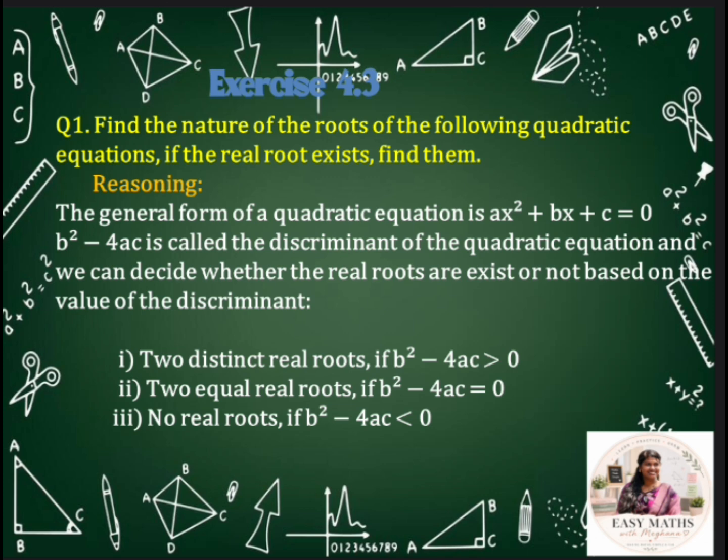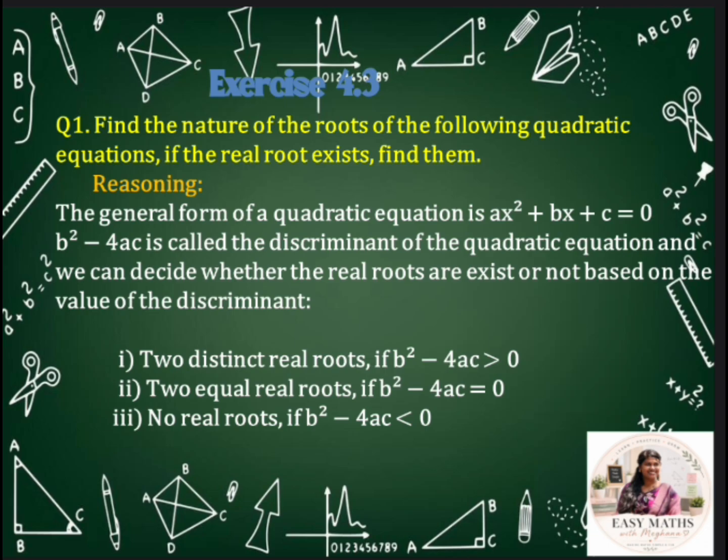The general form of the quadratic equation is ax square plus bx plus c is equal to 0. B square minus 4ac is called the discriminant of the quadratic equation, and we can decide whether the real roots exist or not based on the value of the discriminant. So 10th students, this is a very important question. It will be given for your examination. So watch this video properly. Two distinct real roots if b square minus 4ac is greater than 0, two equal real roots if b square minus 4ac is equal to 0, no real roots if b square minus 4ac is less than 0.